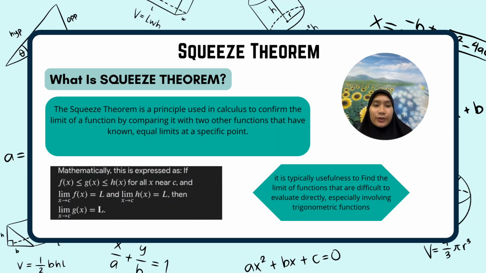So, squeeze theorem. What is the squeeze theorem? The squeeze theorem is a principle used in calculus to confirm the limit of a function by comparing it with two other functions that have the same limit at a specific point. Mathematically, this is expressed as: if f(x) is smaller than g(x) smaller than h(x) for all x near c, and the limit of f(x) is L and the limit of h(x) is L, then the limit of g(x) is also L.